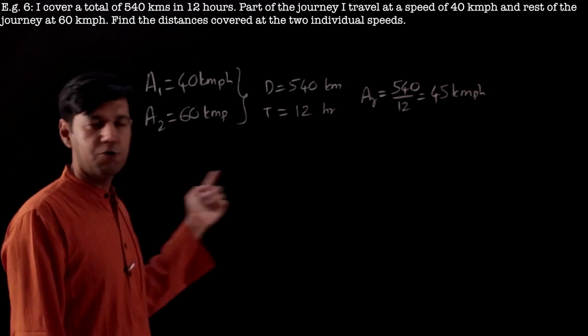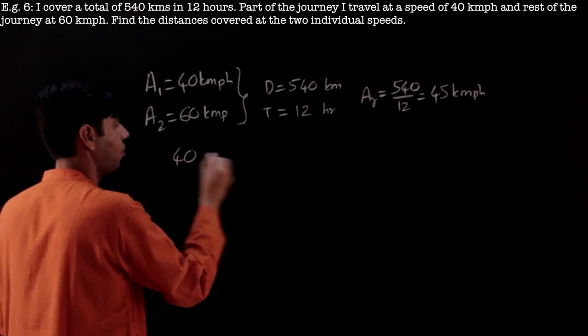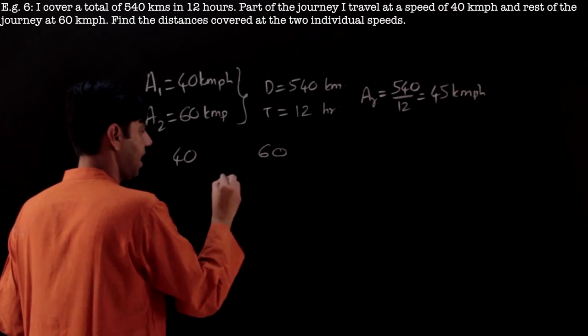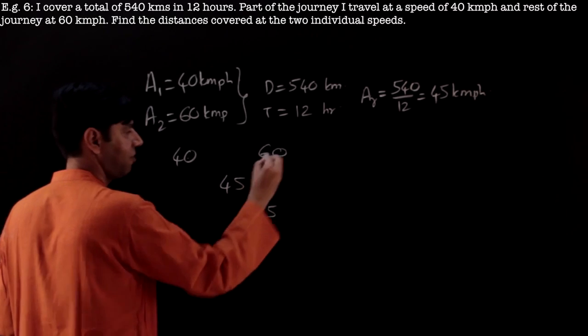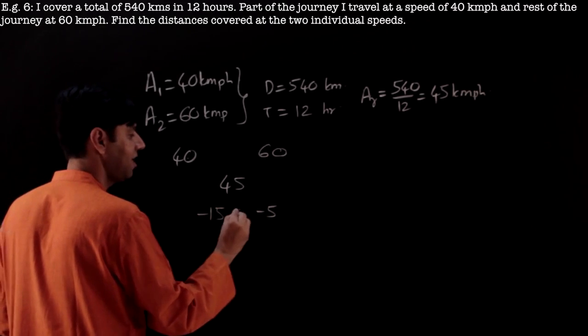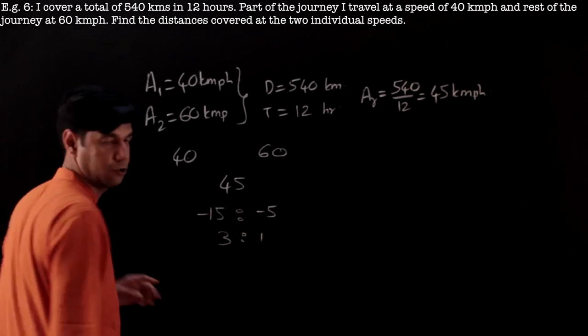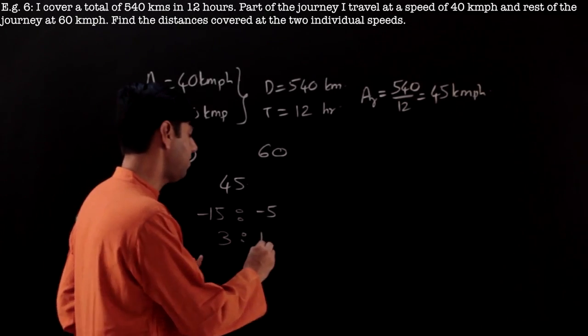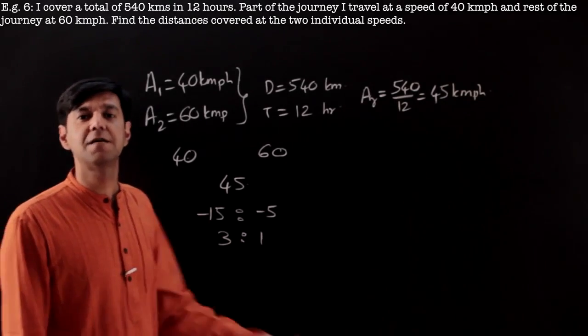So now I have A1, A2, and the resultant speed, so I can simply do alligation here very quickly. So 40, 60, the average is 45, so 40 minus 45 is a minus 5, 45 minus 60 is a minus 15. I've learned that ratio is important, so I've got the ratio as 3:1. Till now, I'm pretty sure everyone will be doing it, and it appears very easy as well. So where is the pitfall?